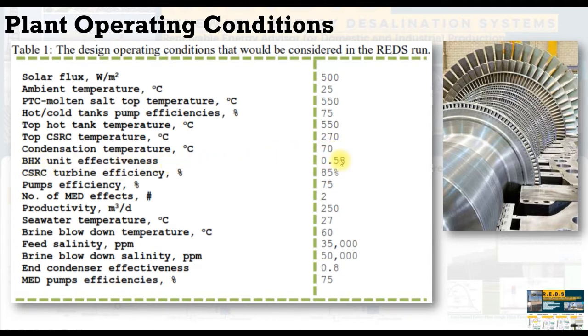This is the effectiveness of the boiler heat exchanger storage tank unit, turbine efficiency, pumps. The number of effects for the MED side is adjusted at 2 effects. For a productivity of 250, with our model we can assign a number of effects up to 12, 16, whatever. The brine blow down temperature is around 60. This is the feed salinity for the Mediterranean, because this plant is located at Burj Al Arab in Alexandria, Egypt. Then the brine blow down salinity, the condenser effectiveness, and the MED pump efficiencies around 70, 75.